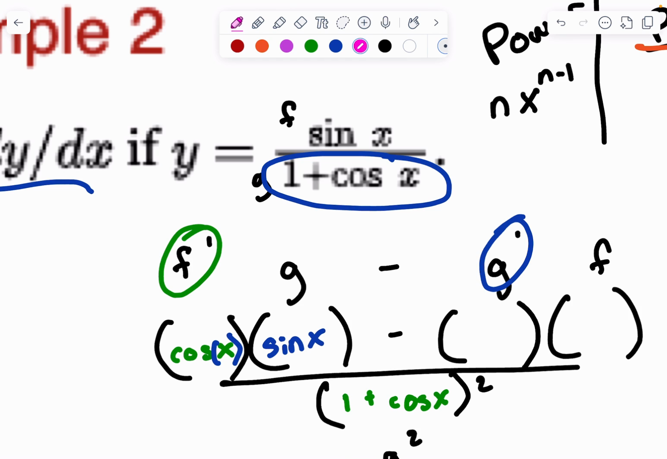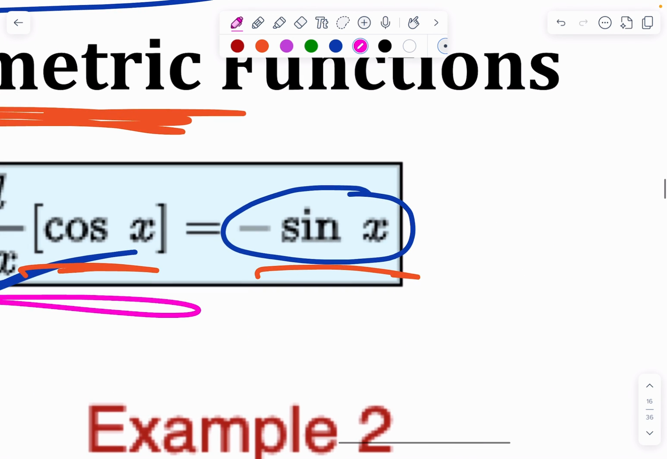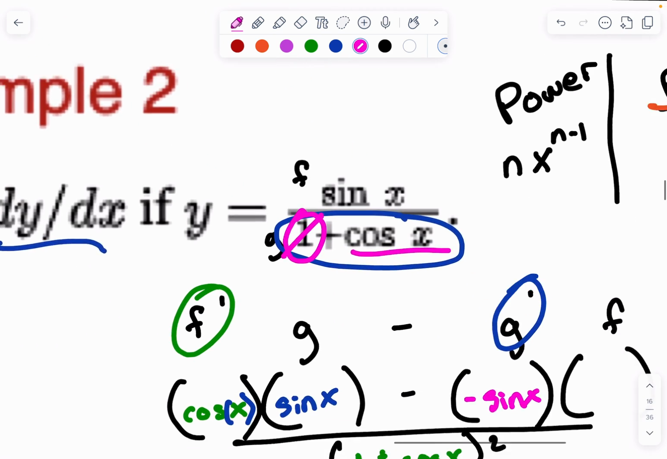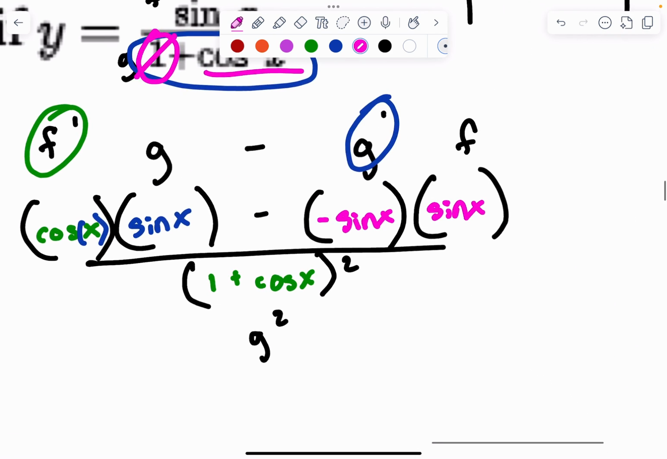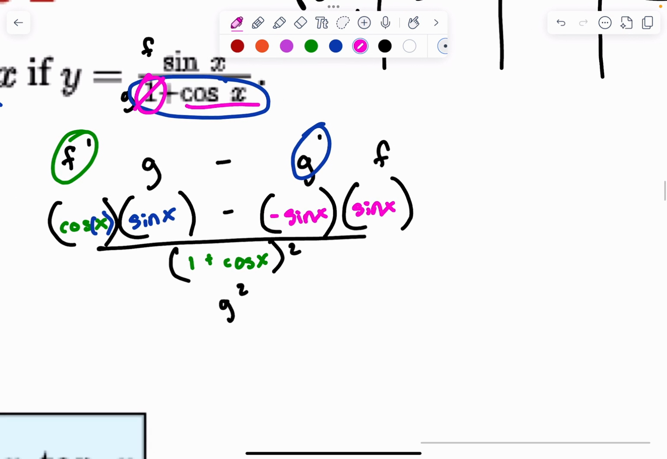All right, so g prime is the derivative. I'm going to do the derivative of 1, which goes away, and the derivative of cosine is negative sine of x. That's like this right here, negative sine of x, okay? Then I want just f, which is sine of x, okay? And now I'm going to simplify that top part, okay? So I've got cosine times sine. I'm just going to say cosine x sine of x. It's just those multiplied together, okay?